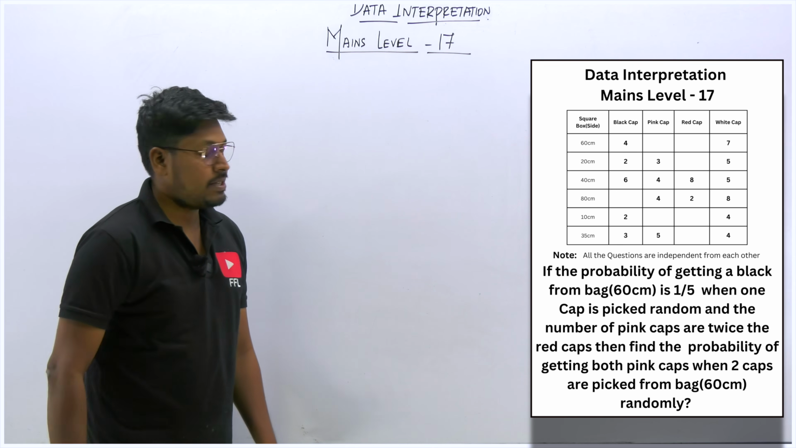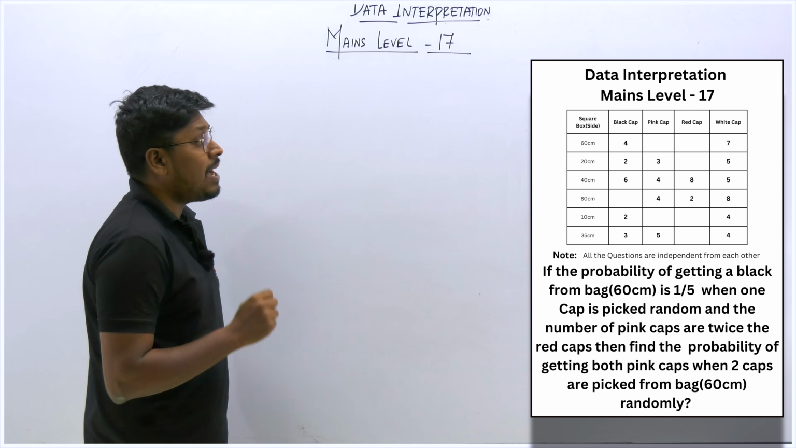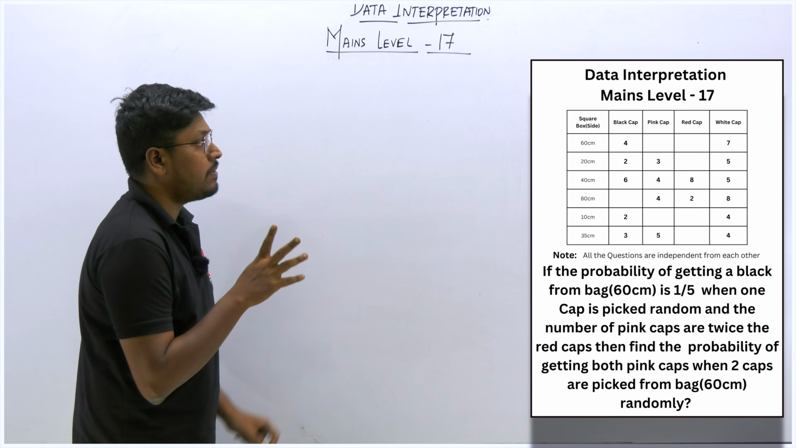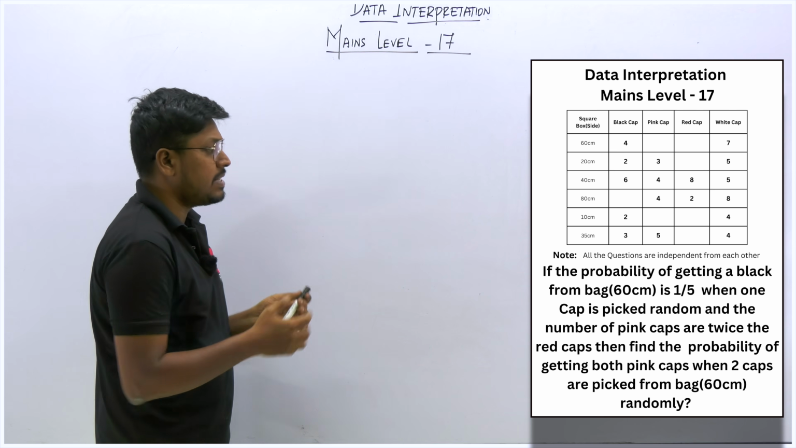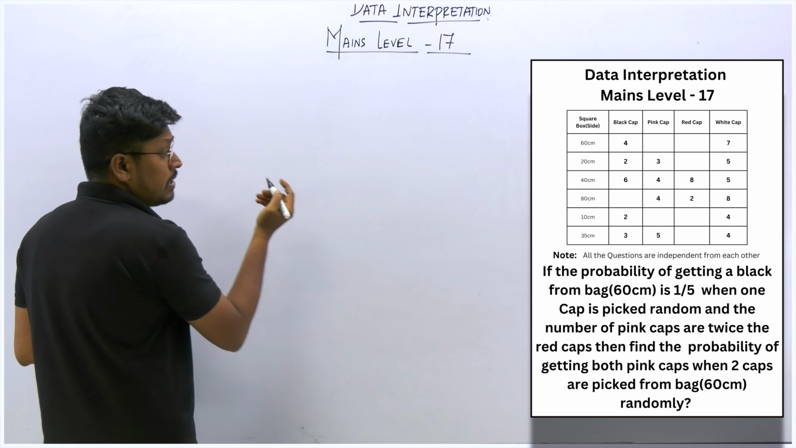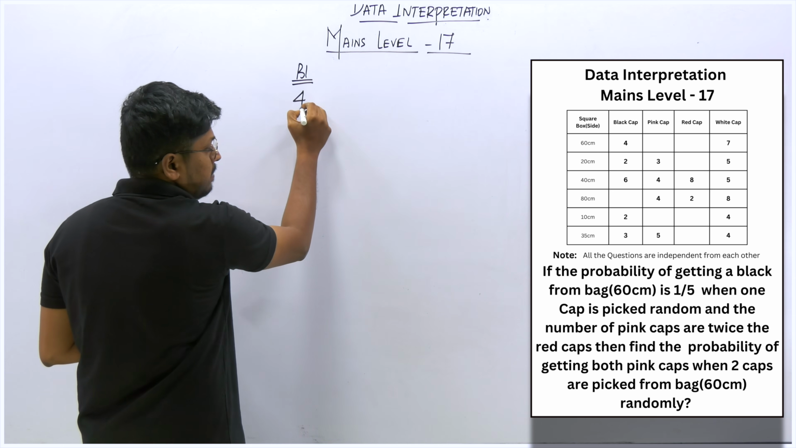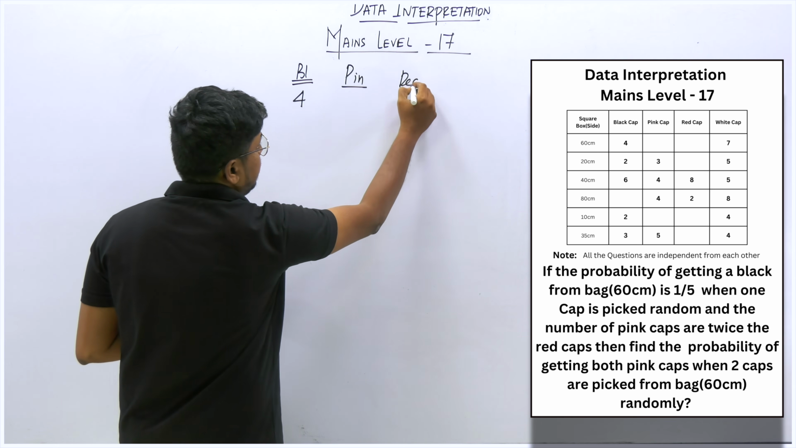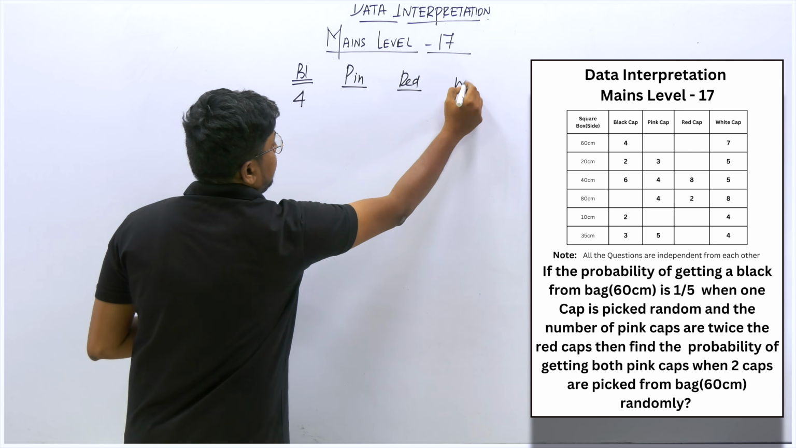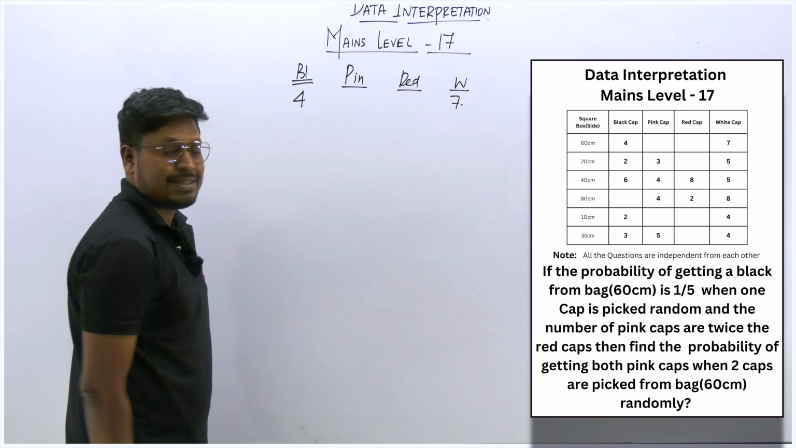So the last question: the probability of getting a black from the bag of 60 centimeter is 1 by 5. So they have given the probability of getting a black in the bag of 60 centimeter. So 2 values are missing. Black color has been given, that is 4 caps. The pink value was not given, as well as the red value was not given. White color will be 7 caps. So 2 values are missing in the bag of 60 centimeter.